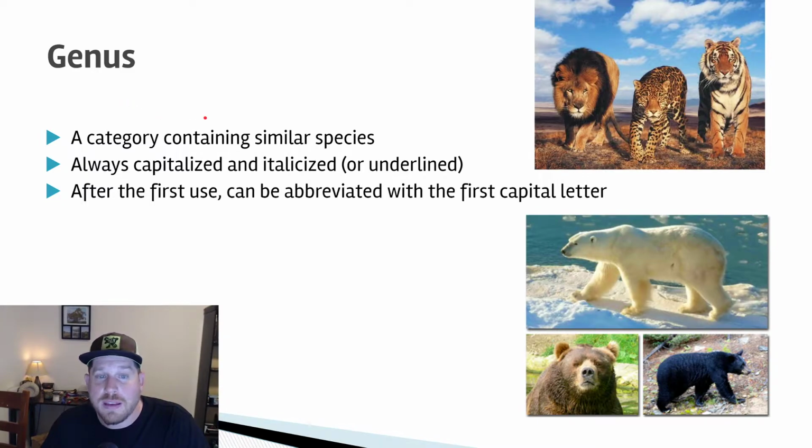If you are writing this with your pen and pencil, you have to write it and underline it. You will also capitalize the first letter. If you are typing it, what you have to do is italicize it. So highlight it, push Control I, and now you have it italicized. So that's the first name in binomial nomenclature.